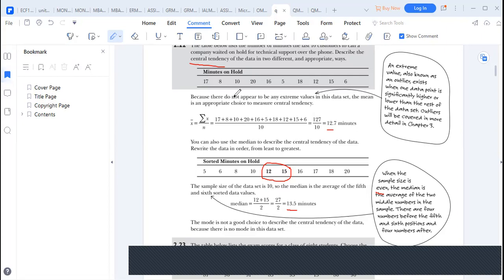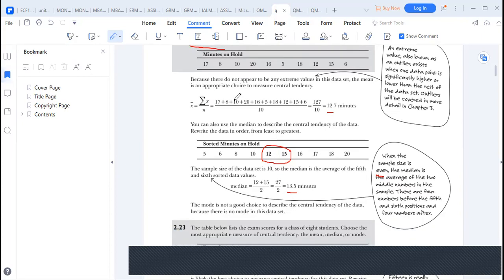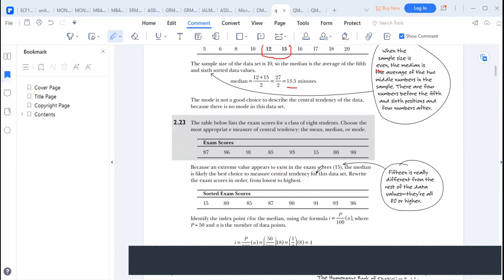The mode may not be a good choice because all of them appear once. So we can describe this data by saying the average time is 12.7 and the median time is 13.5. These are good central tendency measures that you can use to describe the data.